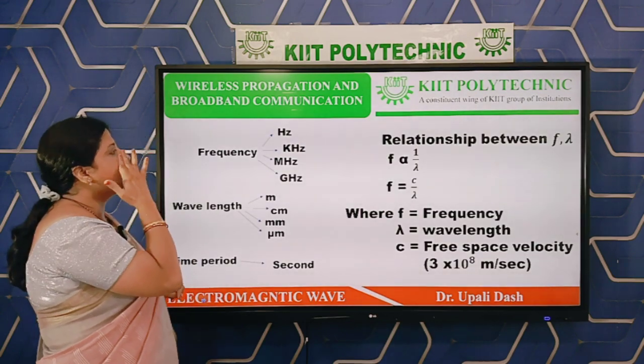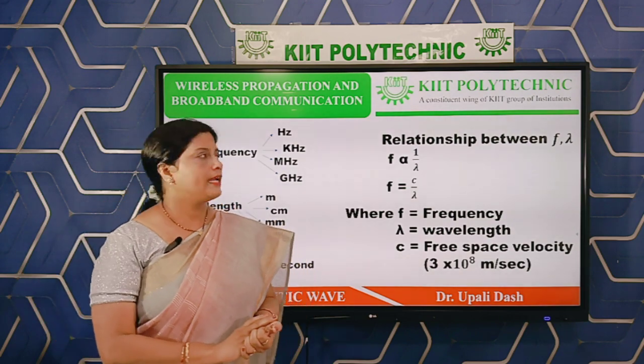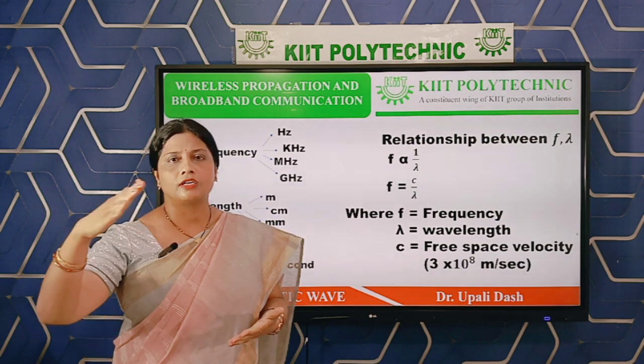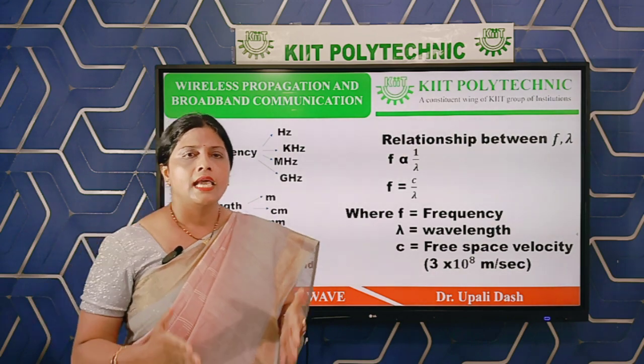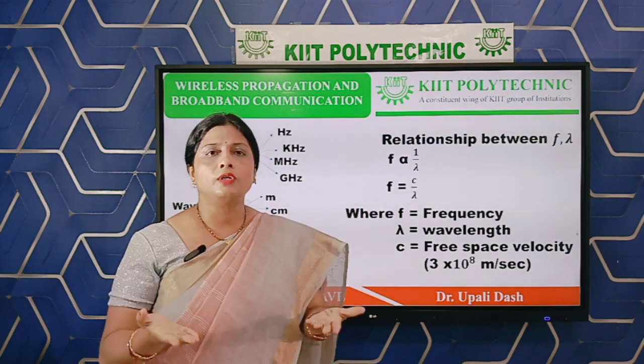Now, if I told you that there are three parameters of any curve, then we must know what the relation between them is. If frequency is the speed at which the curve is being drawn, and lambda is the distance between two peaks, maybe positive or negative, then how are they related?